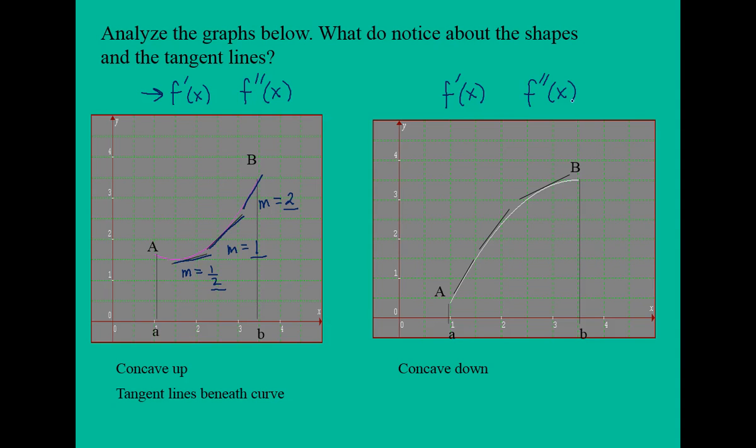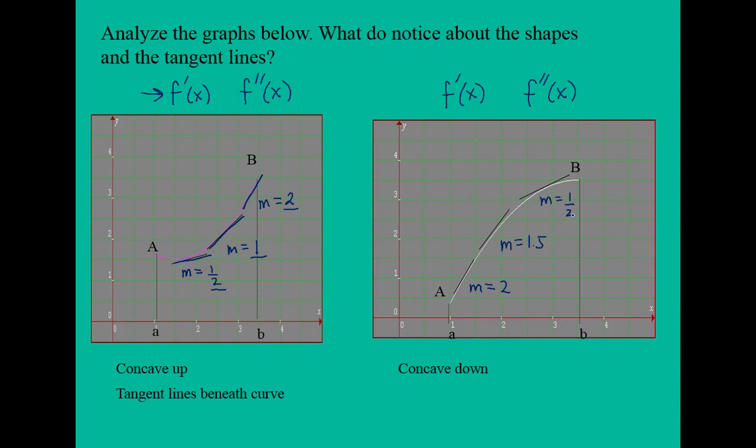And again, if I just estimated the slope of these tangent lines, let's say the slope of this tangent line is 2, maybe the slope of this tangent line is 1.5, the slope of this tangent line is, let's say, 1/2. We see that the rate of change of the tangent lines is getting less. They're decreasing.